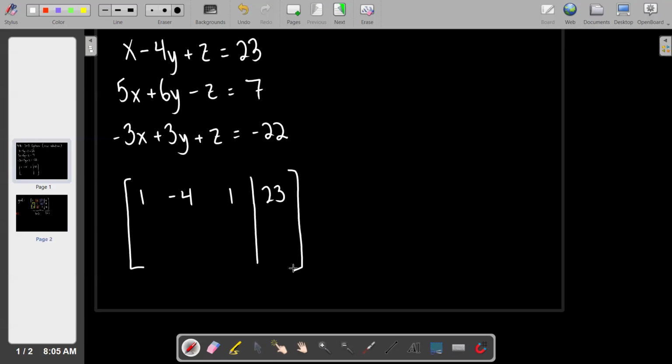Okay. And then for the second row, what am I going to write? 5, 6, -1, and 7. Okay. Again, these are called the coefficients. You've known that word for years. We don't use it a lot, but in equations or in algebra, the numbers that are in front of variables are called coefficients. So we're just going in and prying the coefficients off of the terms and building a matrix out of just them. And then the final row is going to be -3, 3, 1, and -22.